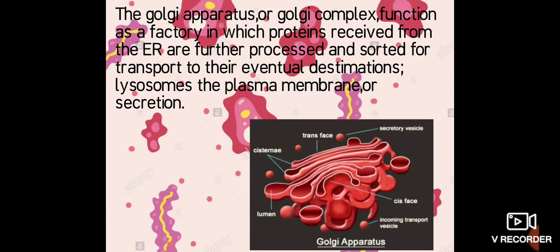And we have the Golgi apparatus, or we call the Golgi complex. This functions as a factory in which proteins received from the ER are further processed and sorted for transfer to their eventual destinations, lysosome and plasma membrane, or for secretion.